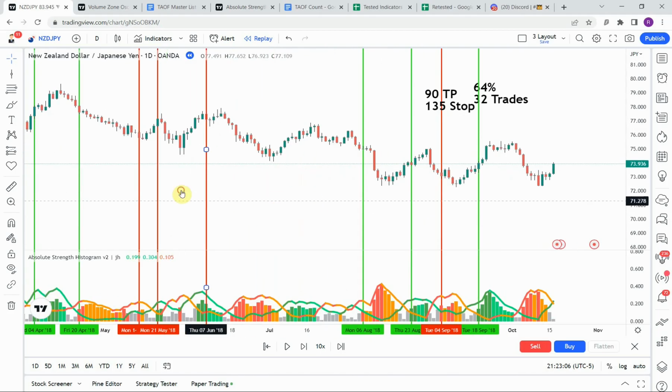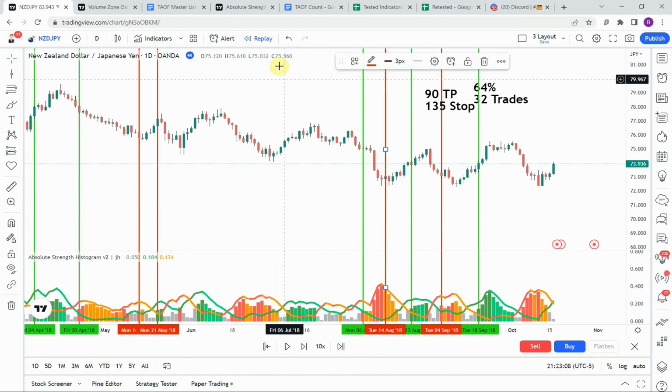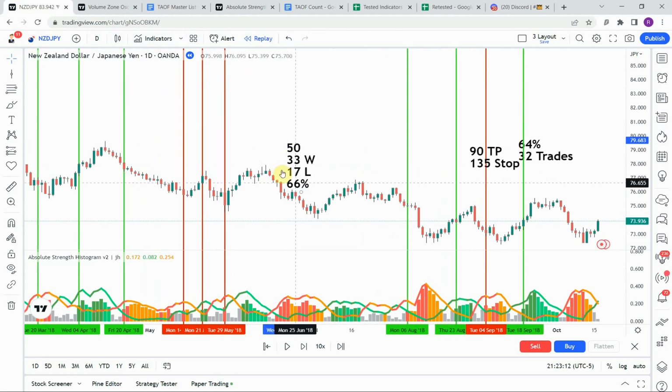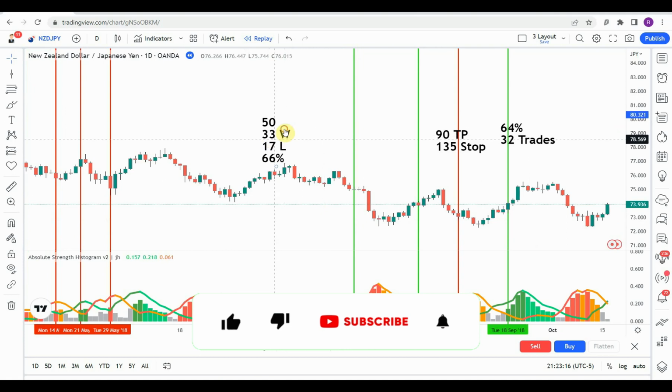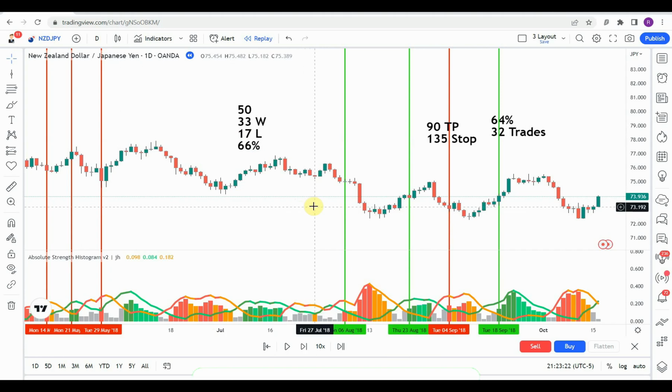All right, let's go ahead and take a look at our advanced test here. Didn't mean to move that. Let's just reverse that back there. All right, so we did the 50 trades like normal. Out of those 50 trades, we got 33 winning trades. We got 17 losing trades, giving us a 66% win rate.